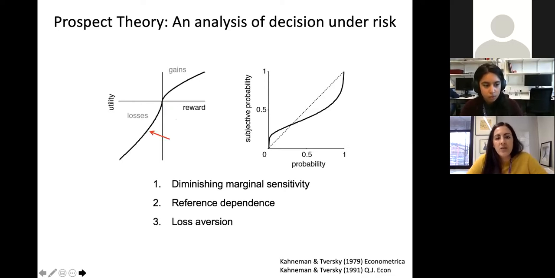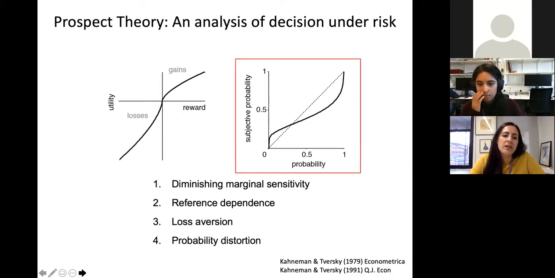Additionally, prospect theory describes loss aversion. So the observation is that people are more sensitive to losses than to equivalent gains. And you can account for that by having a loss function that's steeper than your gain function. And finally, people exhibit what's called probability distortion, where they overweight the likelihood of low probability outcomes and underweight the likelihood of medium to high probability outcomes.